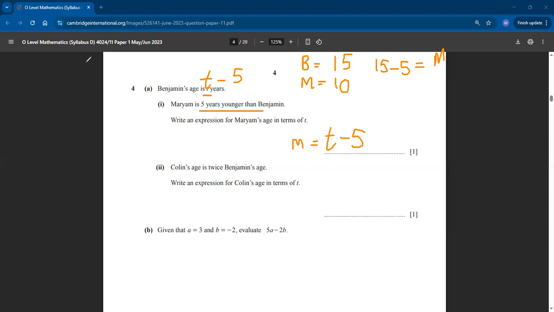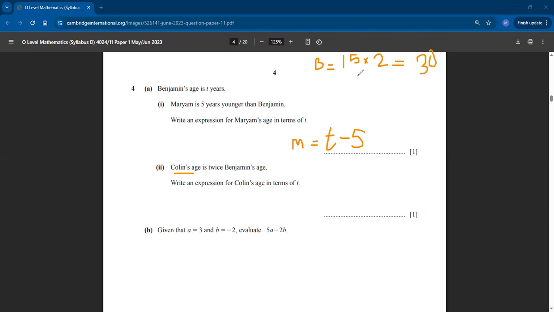Okay. Now, the next part of the question says that Colin's age is twice Benjamin's age. So going back to our assumption, we are assuming that Benjamin is 15 years old, right? How would you work out Colin's age? Just multiply this by 2, right? And that would give you 30.